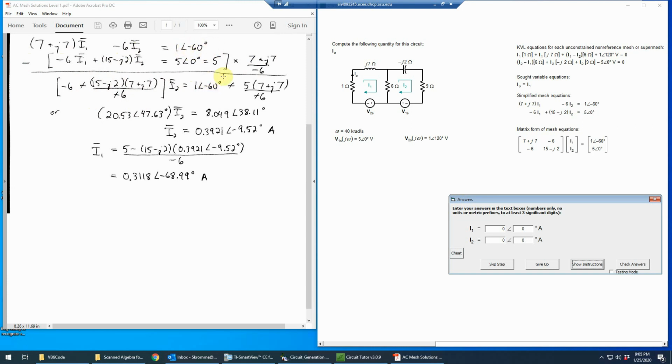And then I have to now subtract the 5 times 7 plus j7 divided by -6, which is what I did here. And then after subtracting that, I just canceled those two minus signs to make them pluses, just to make it easier to enter on the calculator. And now the next step would be to evaluate each of these expressions using a calculator that can do complex numbers. So I'll just illustrate some examples of that.